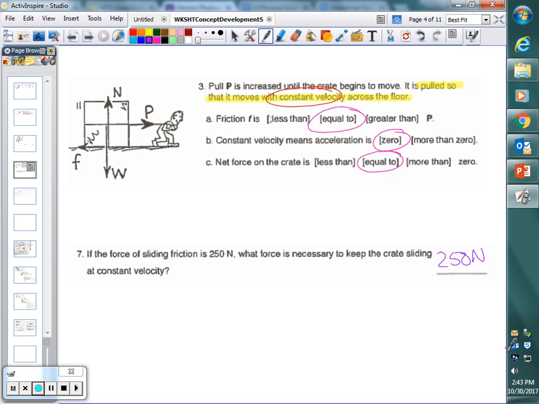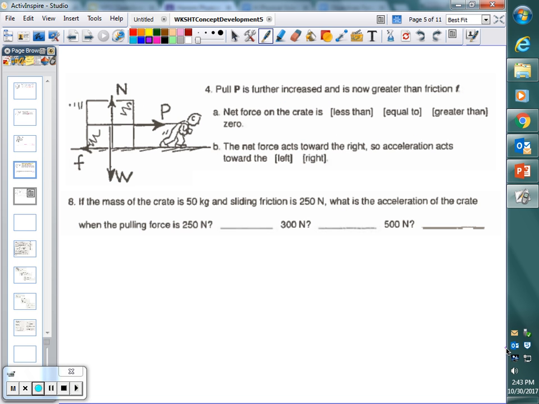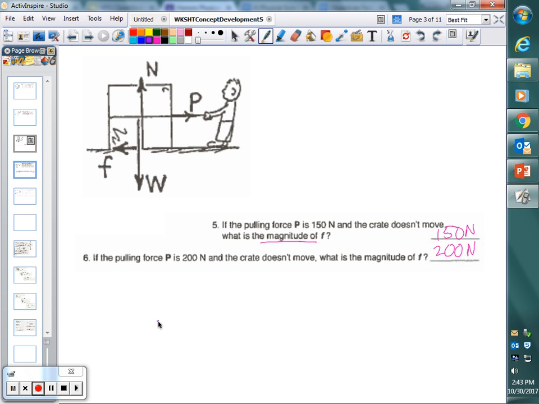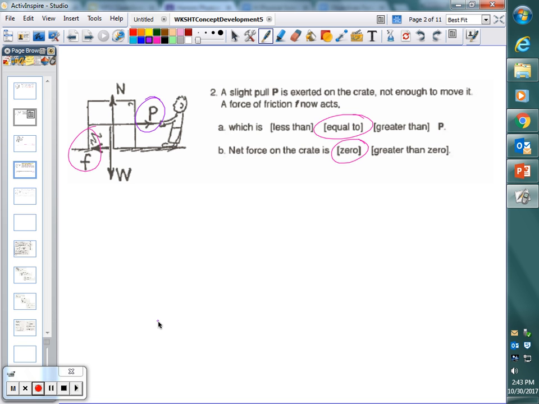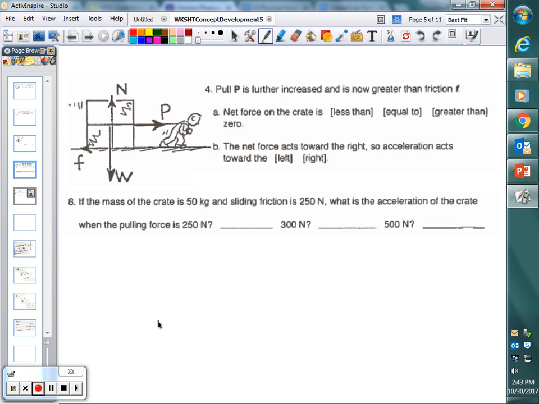So Edie, let's talk about that situation that I just posed to you. Pull P is further increased and is now greater than friction. Does it look like he's exerting enough force now? I know you were a little disappointed in the amount of effort he was giving back in question number 2. He's not working very hard, right? But now he's got that thing slung over his shoulder.